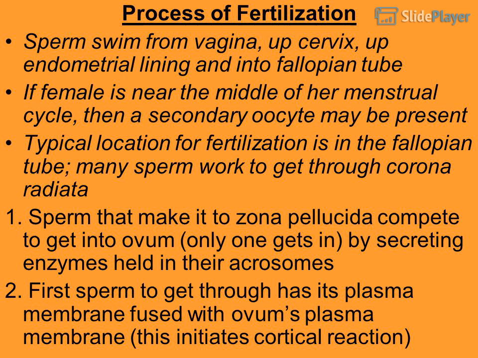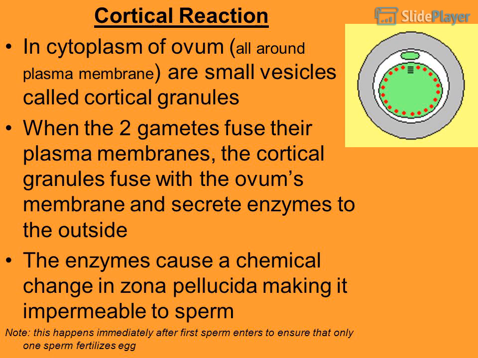This initiates cortical reaction. In cytoplasm of ovum, all around plasma membrane, are small vesicles called cortical granules. When the two gametes fuse their plasma membranes, the cortical granules fuse with the ovum's membrane and secrete enzymes to the outside. The enzymes cause a chemical change in zona pellucida, making it impermeable to sperm. Note, this happens immediately after first sperm enters to ensure that only one sperm fertilizes egg.